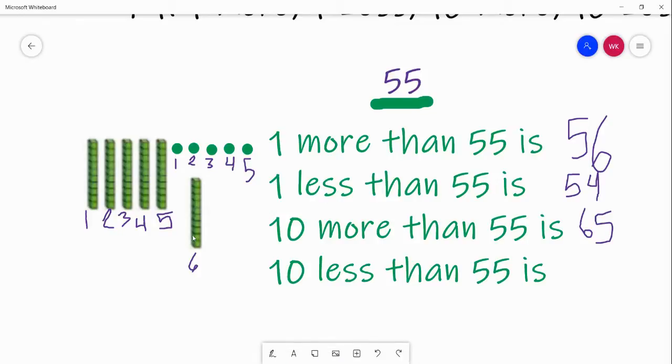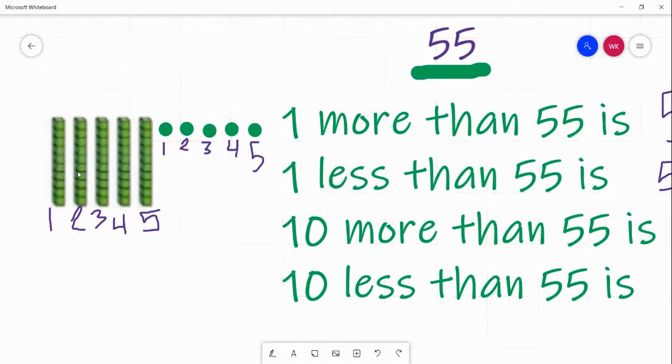All right, and now remember, you always need to go back to your original number, 55. So I'm going to go ahead and erase or take this away. All right, so now we're back to our number 55. Now we're trying to figure out what 10 less than 55 is. So if we are trying to figure out what 10 less is, that means we're going to take 1 ten rod away, right? Because we're taking 10 away, 10 less. So I'm going to go ahead and delete that 10 rod. I'm going to erase this 5.